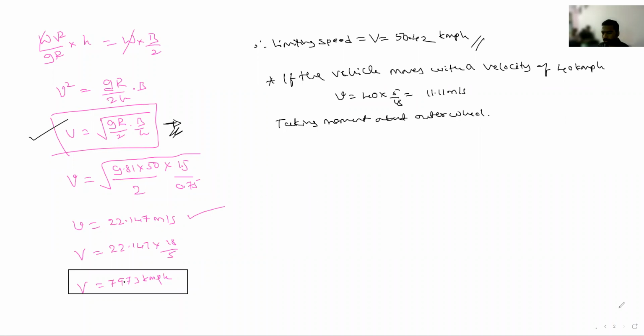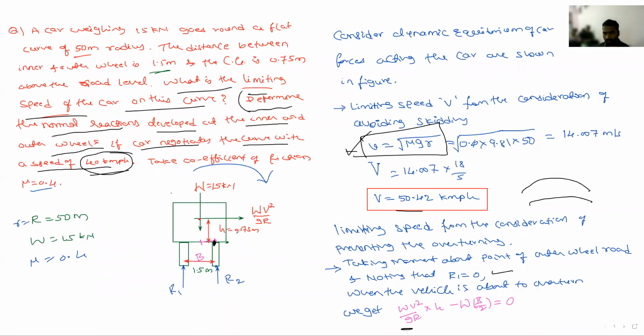Okay. So take the moment about the outer wheel. All of you look at the figure. About the outer wheel I have to take. Look at the screen, all of you. This R1 is rotating clockwise or anti-clockwise? Clockwise. R1 into B, clockwise. W, is it clockwise or anti-clockwise? Minus W into B by 2. Then this centrifugal force W V square by G R into height H. Is it clockwise or anti-clockwise? Clockwise. Positive? Yes. Okay, I'll write the same thing.